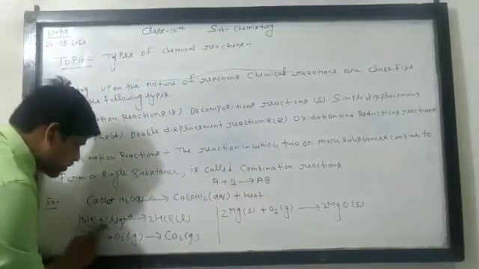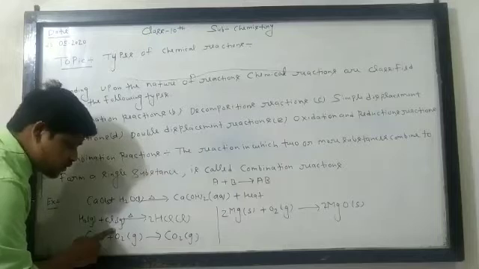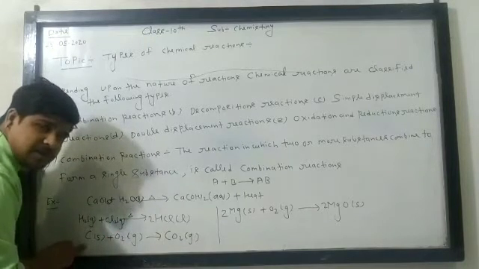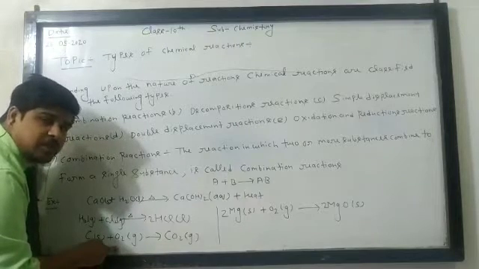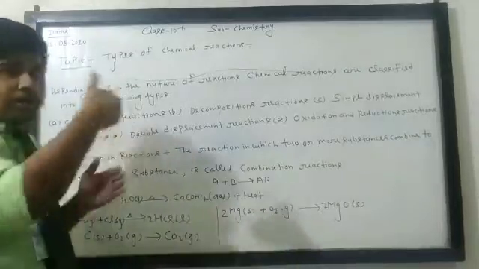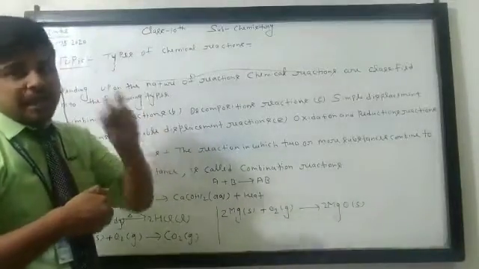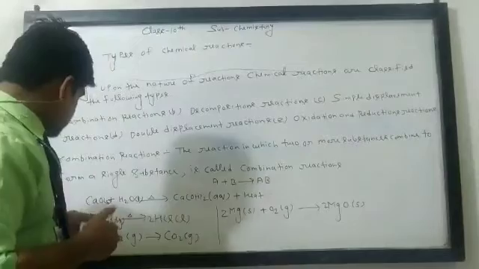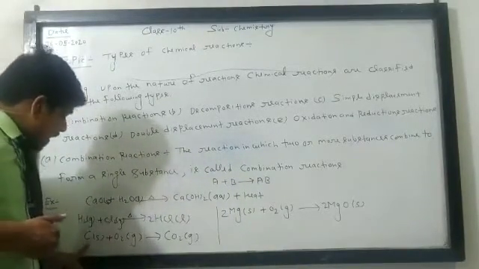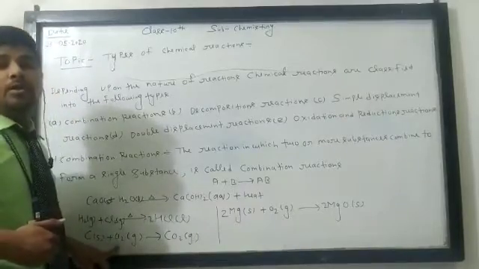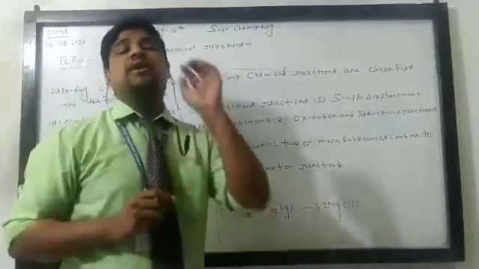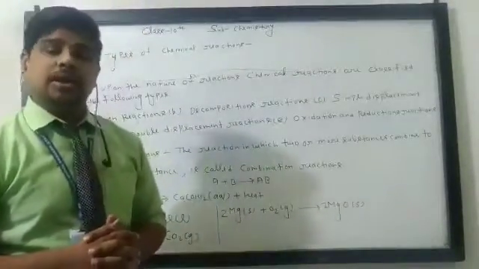Second is H2 plus Cl2. H2 is a molecule, Cl2 is a molecule, to give one product, HCl. Carbon is an element, oxygen O2 is a molecule, to give CO2. So we can say that combination reaction has 3 types: compound, element or molecule. Clear? To give only one substance, only one product, is known as the combination reaction.